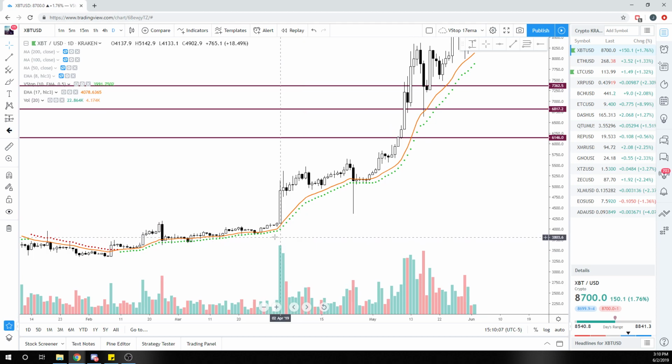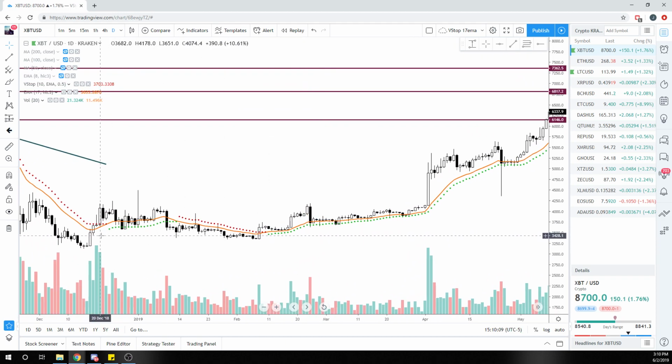Trading above the whole time. And here, where was that? I keep missing that February pump that kind of took us over. I think this was it right here. So yeah, we came up.